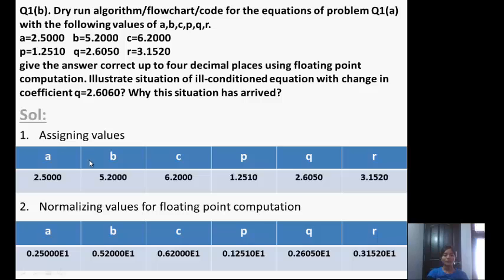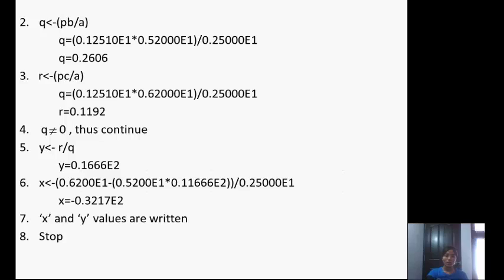Now assigning values. First, the values of a, b, c and p, q are these. Normalized values for floating point computations: for a it is 0.2500 times 10 to the power 1, for b is 0.5200 times 10 to the power 1, for c is 0.62000 times 10 to the power 1, for p is 0.12510 times 10 raised to power 1, for q is 0.26050 times 10 raised to power 1, and for r is 0.31520 times 10 raised to power 1. These are the normalized values for floating point computation.